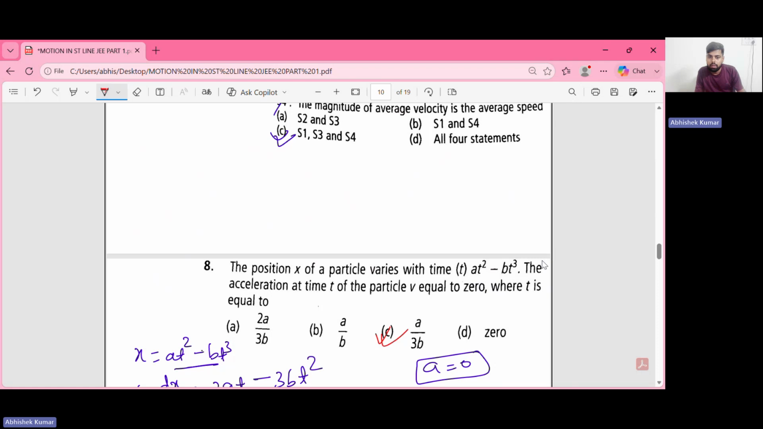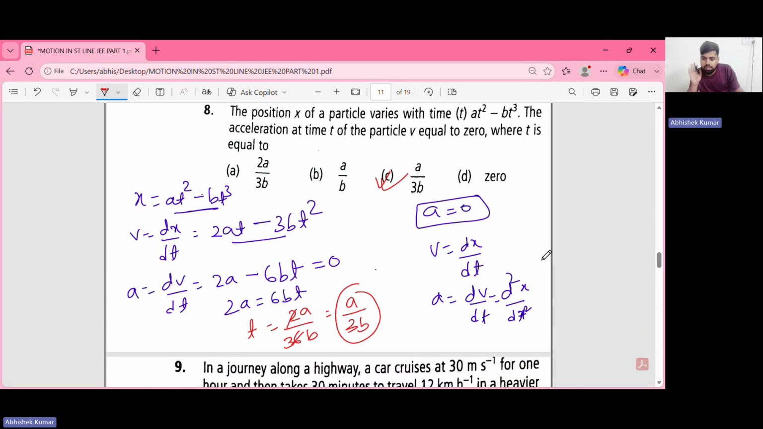Got it? The position or displacement of a particle is given. They are asking for acceleration, where t represents time and v velocity. When acceleration is 0, what is the time? The double differentiation of displacement will give acceleration. How will we get acceleration? dv by dt. And how to get v? dx by dt. It is clear. The same thing I have done. I have done the double differentiation, clear? And then I make it equal to 0.